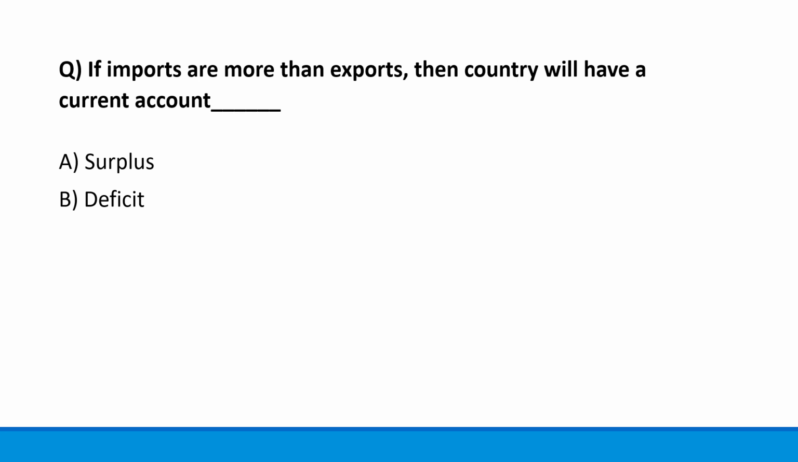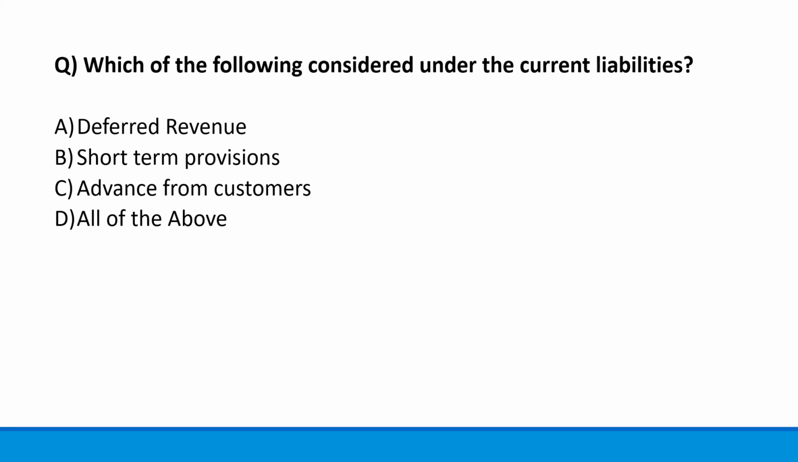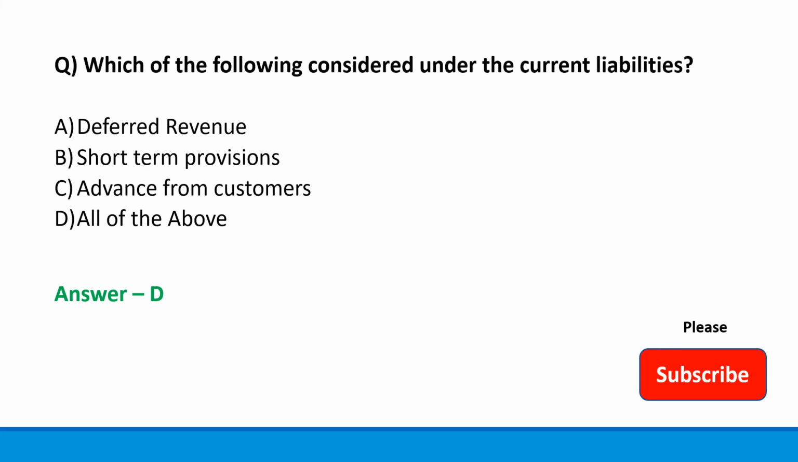If imports are more than exports, then country will have a current account surplus or deficit. The correct answer is option B, deficit. Which of the following is considered under the current liabilities? Option A, deferred revenue, option B, short-term provisions, option C, advance from customers, and option D, all of the above. The correct answer is option D, all of the above.